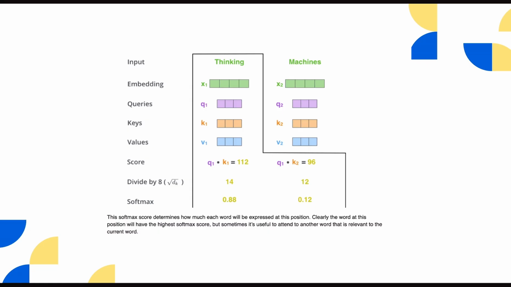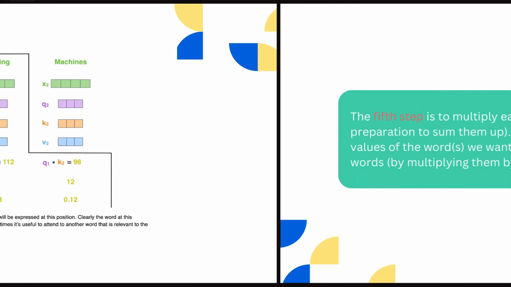Clearly, the word at this position will have the highest softmax score, but sometimes it's useful to attend to another word that is relevant to the current word. So basically this score tells us which word will have more attention over the other word.